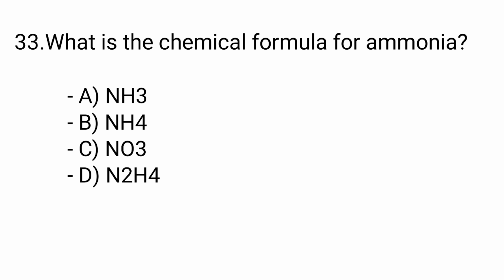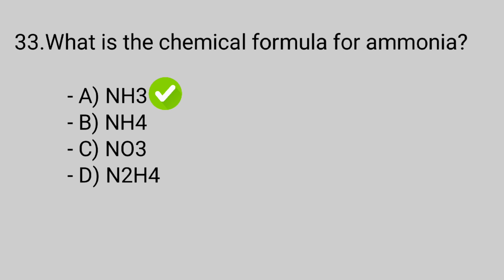Question number 33. What is the chemical formula for ammonia? Option A, NH3, B, NH4, C, NO3, D, N2H4. The correct answer is option A, NH3.